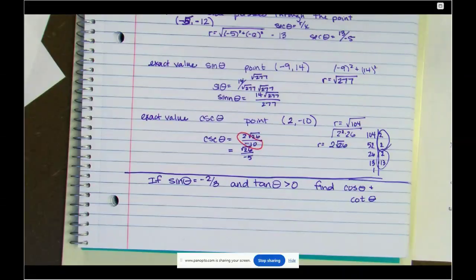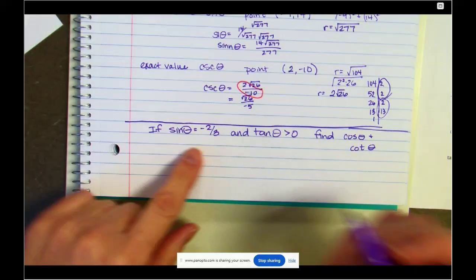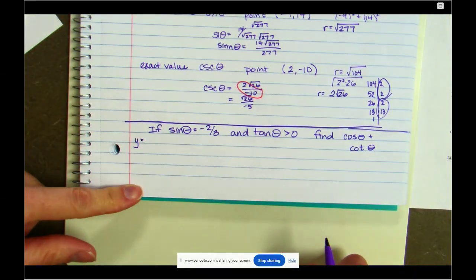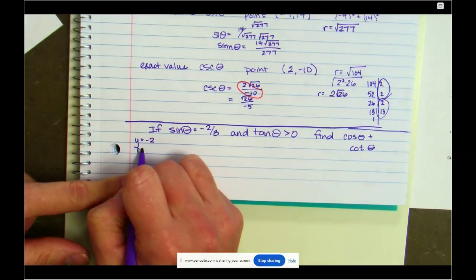So you're doing a little bit of decomposing this, okay? So it's still related to the formulas. So if I have sine, what two pieces do I have? I have y and I have r. Yep, cosine and cotangent. Okay, I have y. What is y? -2. And I have r, which is 3.